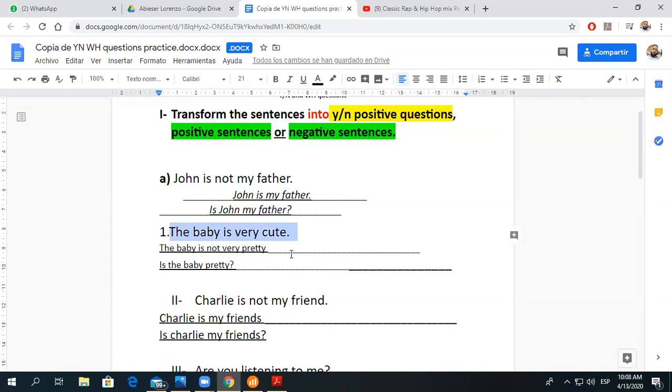That is an affirmative sentence. So you're supposed to transform this to negative. So you have to say, the baby is not very cute. That is the negative form. The baby is not very cute. And the question, why did you change the word? Is the baby cute? That is a question form. Is the baby cute? Okay, guys, take notes so you can correct your practices yourselves.